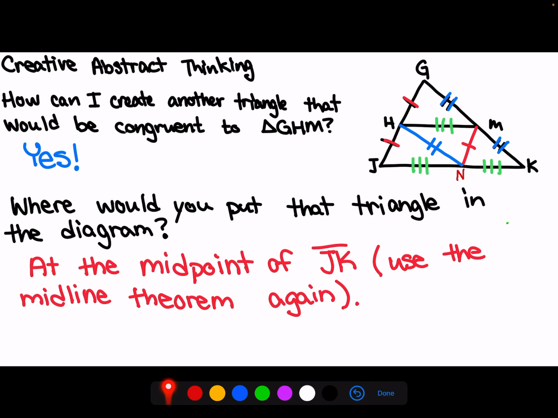So the midline would be congruent to JN and NK. HN would be congruent to GM and MK. And MN would be congruent to GH and HJ. So again, the midline allows us to create a lot of different congruent triangles. And of course, all these triangles are congruent by side, side, side. So let's go ahead and try and prove this.